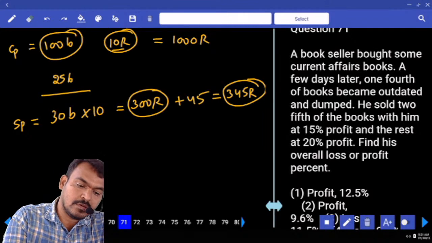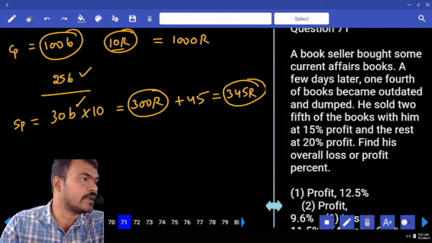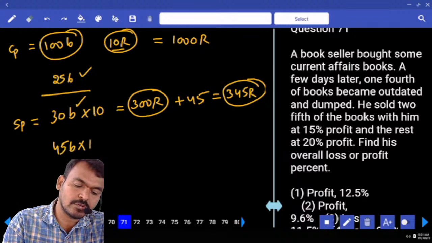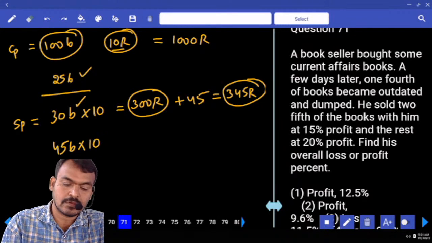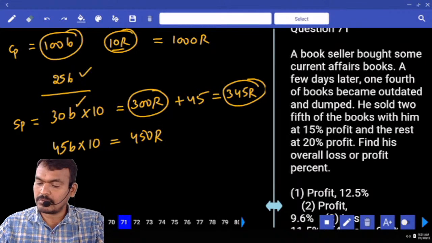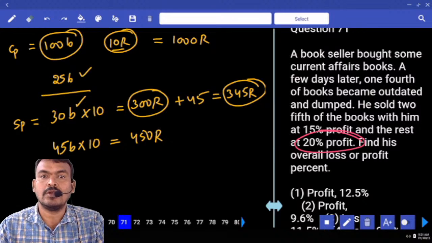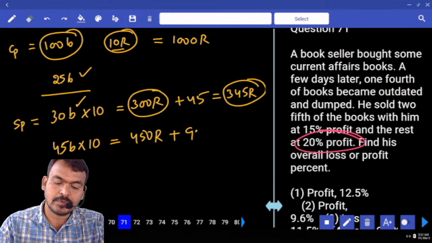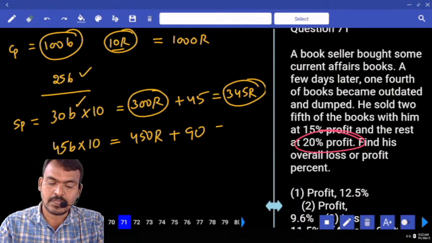Next, remaining how many books? 25 plus 30 is 55 complete. The remaining books are 45. Each one's cost price is 10 rupees. Total cost price 450 rupees. And those are sold at 20% profit. 20% of 450 means 90. 90 rupees is the profit. What is the total selling price of 45 books? 540 rupees.